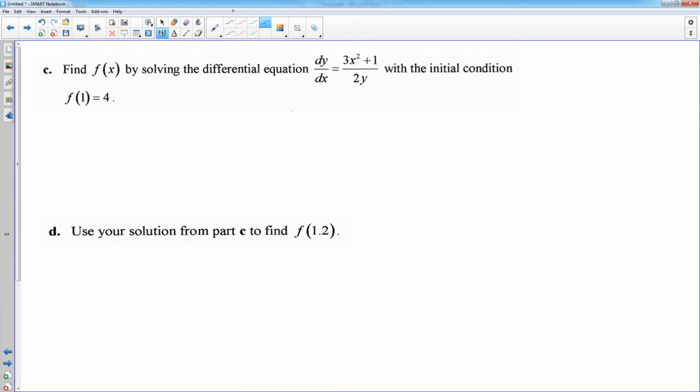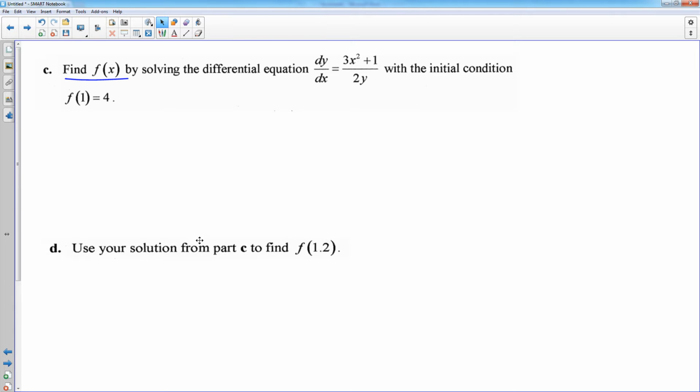Part C is where we get into what you traditionally think of as differential equations. It says solve for f of x. So find f of x by solving the differential equation with this initial condition. So here we're going to actually separate and integrate. Remember, you must show the step where you separate your variables. So first thing we'll do is do that.